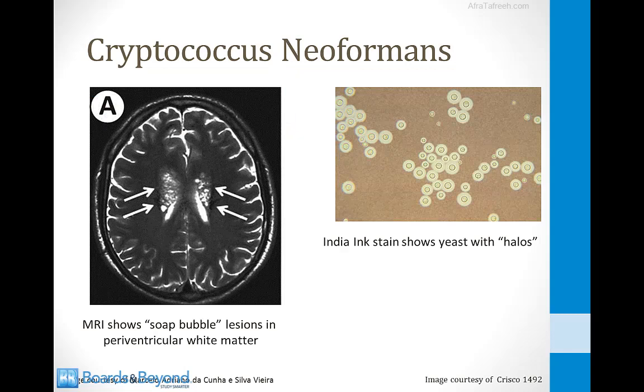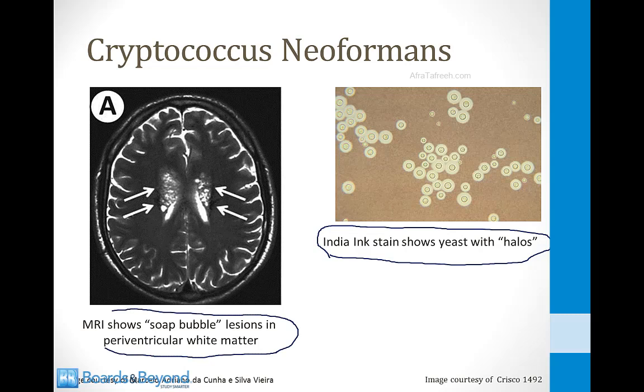So over here on the right is an India ink stain of a patient's CSF who has cryptococcal meningitis, and you should get used to looking at this. The India ink stain makes the polysaccharide capsule light up and give you those round halos. And then over here on the left is an MRI showing the soap bubble lesions of a patient who has cryptococcal meningitis.